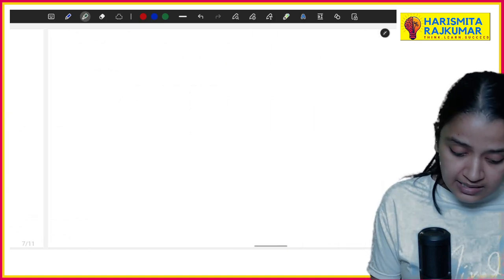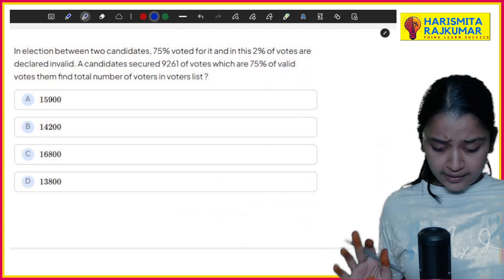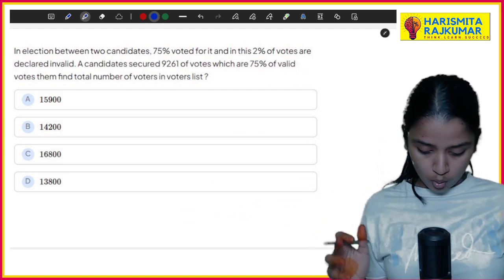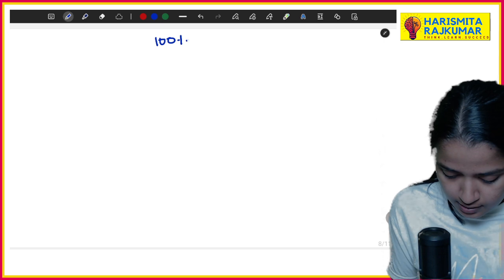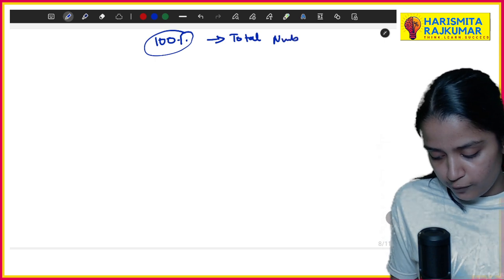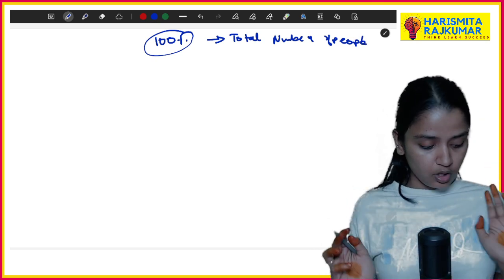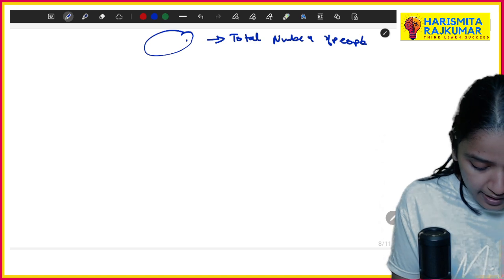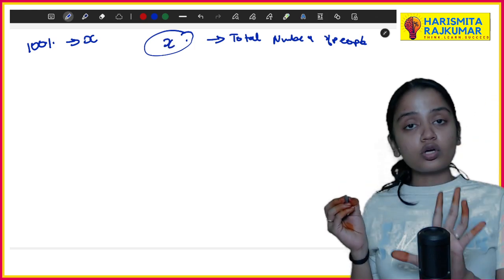So here, let us assume the total. Two candidates, 75% voted. First of all, let us assume 100% as the total number of people. In that, only 75% voted. So instead of 100, let us assume it as X. So X is the total number of people.